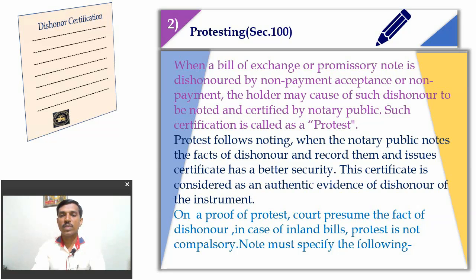Protest follows the noting. When the notary public notes the fact of dishonor, date and reason, and records them, the issue of certification gives better security. This certification is considered an authentic evidence of the dishonor of the instrument. It creates authentic evidence, and the certificate of protest is also proof of the protest. The court presumes the fact of dishonor. In the case of an inland bill, protest is not compulsory. So protest means to get the certification of the notary public of the dishonor of the negotiable instrument.